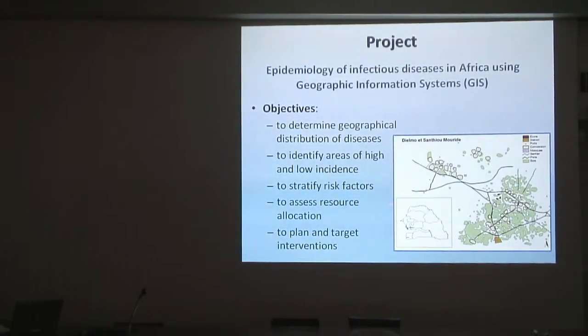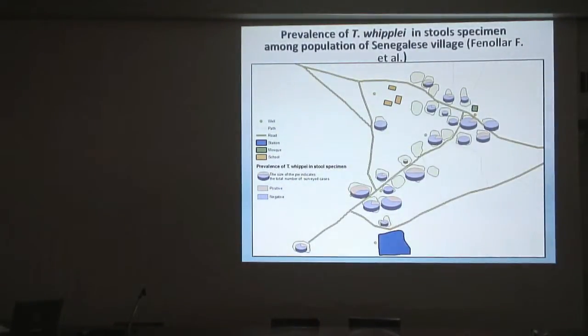There is a map of Dielmo village in Senegal. There is another example, a thematic map of Dielmo village. It's a pie chart, a combination of pie diagram and the map. And the size of the pie indicates the total number of surveyed cases. It's some kind of map from the research of Dr. Pavel.